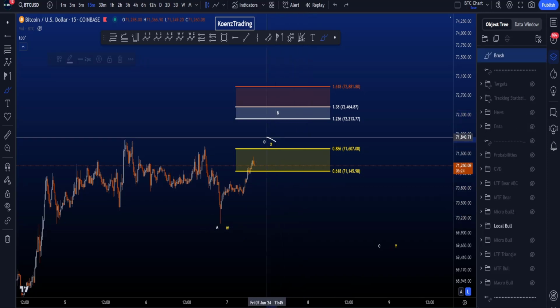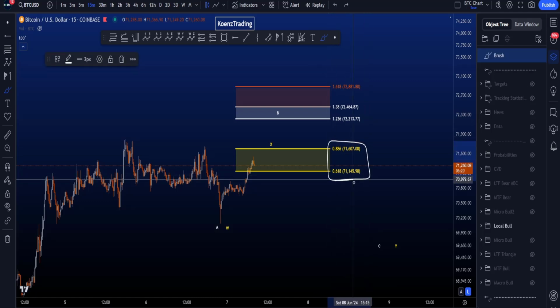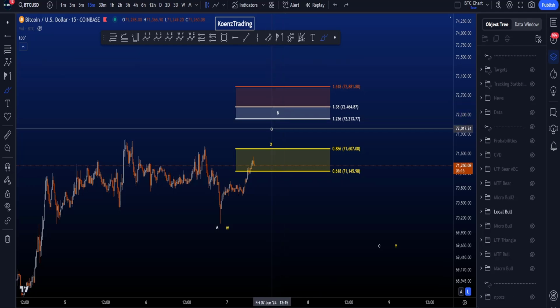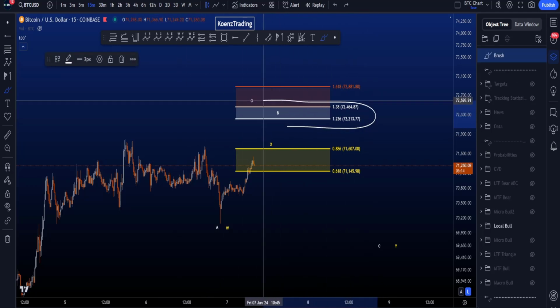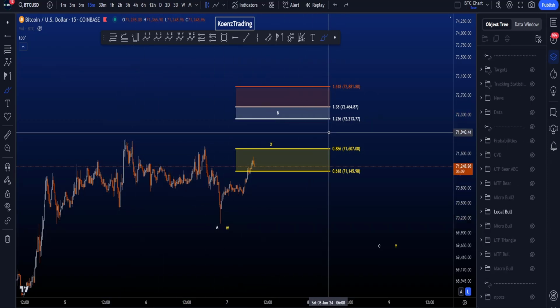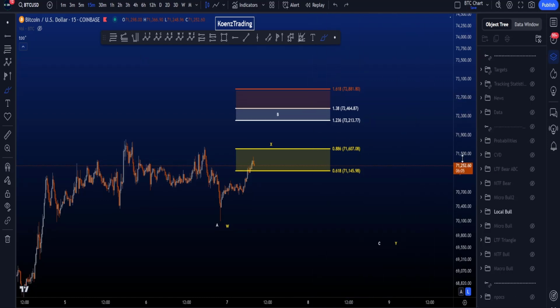The common target for your wave X is between 71.1k and 71.6k. The most common target for a wave B, and the most common flat is an expanding flat, is between the 1.236 and the 1.38 Fibonacci, taken from the high to the low, giving you a target between 72.2k and 72.5k.